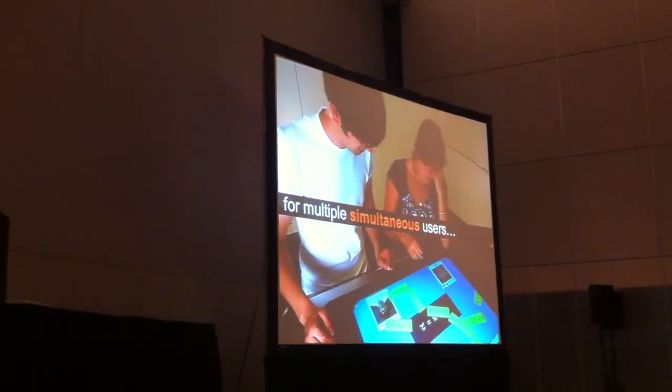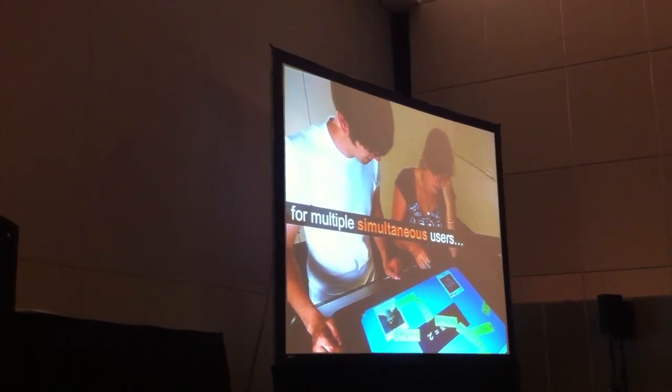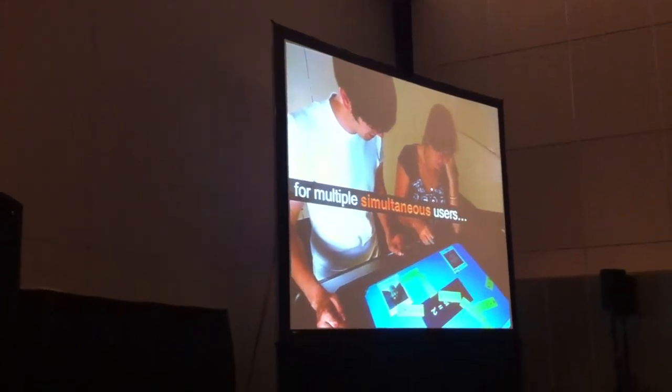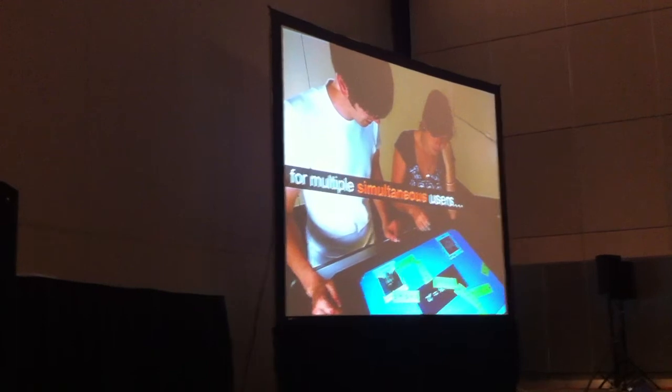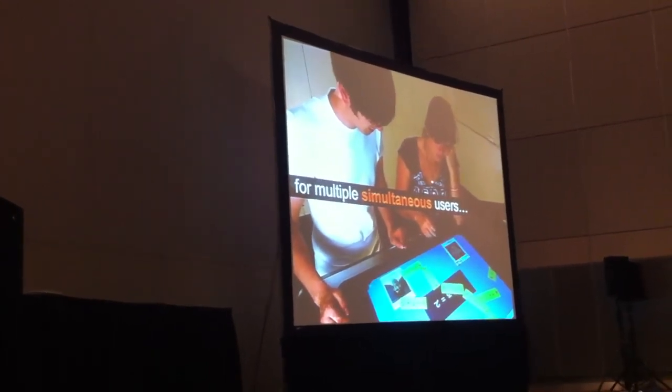So as you can see, a friend of mine already got it, and I need some help with math. So when multiple users interact with the system, it's not sufficient to just identify the users, but we also need to trace the individual touches back to the users.